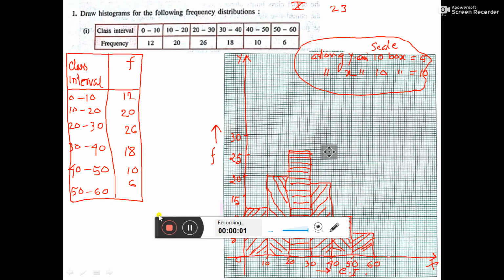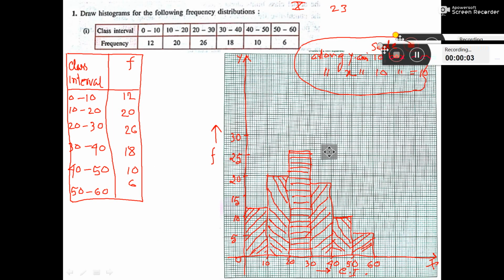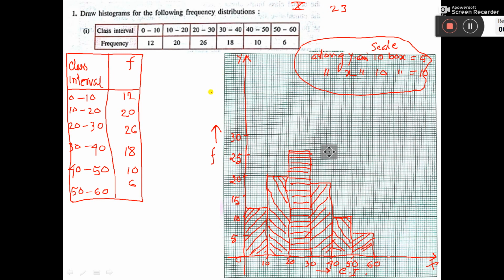This is the sum you are seeing. We have to draw a histogram. Now I have taken this table column wise: class interval in this column and frequency in this column. Now see how to draw a histogram.